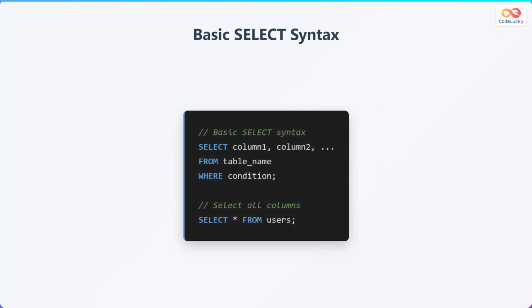Here is the basic SELECT syntax. The SELECT statement is used to select data from a database. Write SELECT, then the name of the columns, separated by commas, FROM, and the table name. You can optionally use WHERE followed by a condition. To select all columns from a table, use SELECT asterisk FROM followed by users, which is the name of the table.